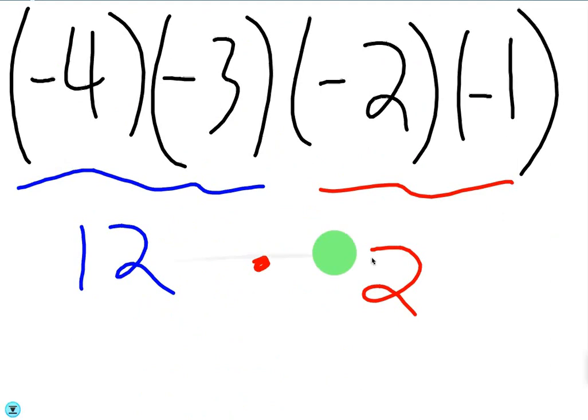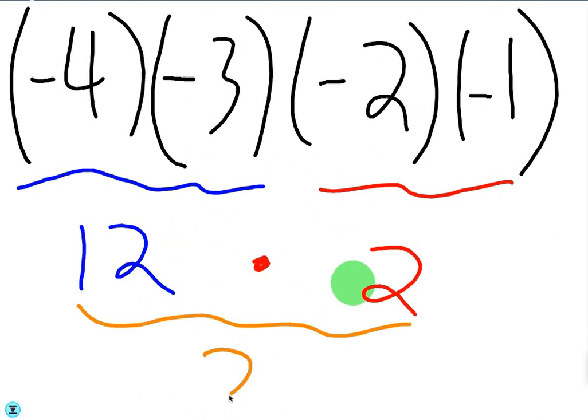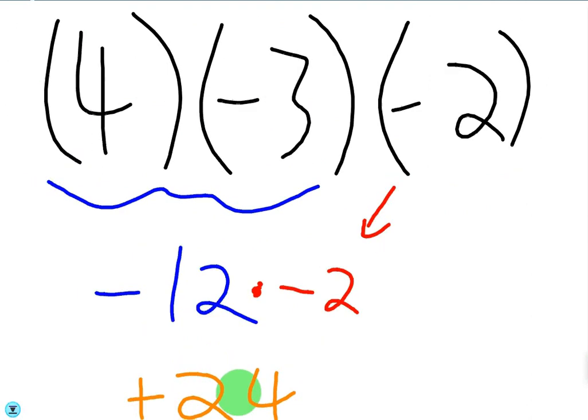All right, so then we just do 12 times 2. And 12 times 2 is 24. And that's a positive. So notice this time we start out with 4 negatives. 1, 2, 3, 4. The answer was positive. So what's the trend? Well, when we had 2 negatives, we had a positive 24.